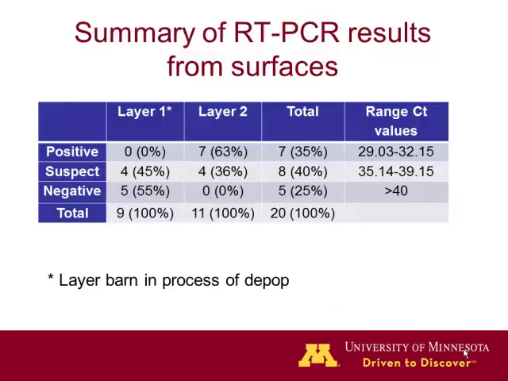This is the summary of results for the environmental sampling. We only did 2 farms, but we had interesting results. In layer farm number 1, the farm was already in the process of being depopulated. We didn't find a lot of virus, no positive results, and only 45% of our samples were suspect. But when we went to layer farm 2, this other facility, most of our samples came back positive. And that was a big surprise for us. We found a lot of virus in large quantities.